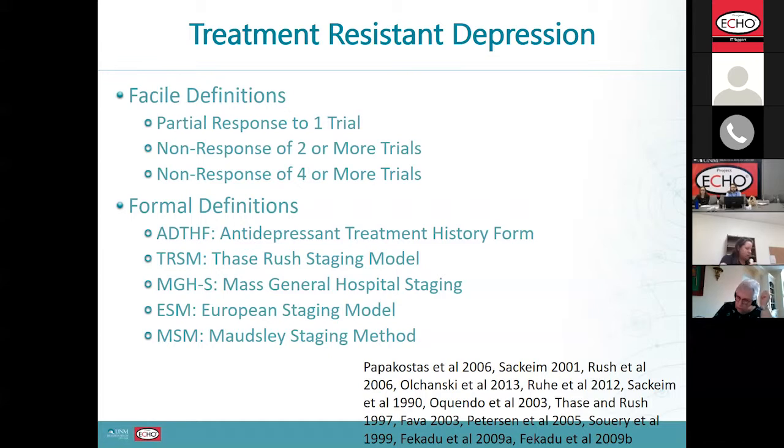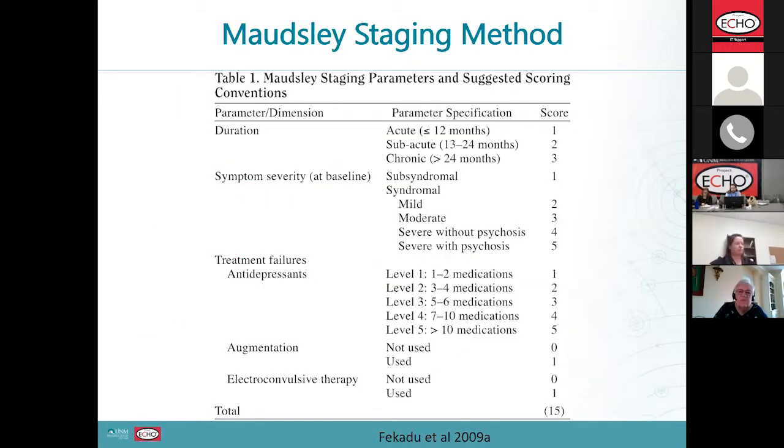And then there are technical definitions as defined by a variety of staging methods that look into all the different parameters of resistance in depression. And we're going to look quickly at the Maudsley staging method because it looks at many factors that are important prognostically when it comes to treatment resistance in depression. This is a copy of the Maudsley staging method.